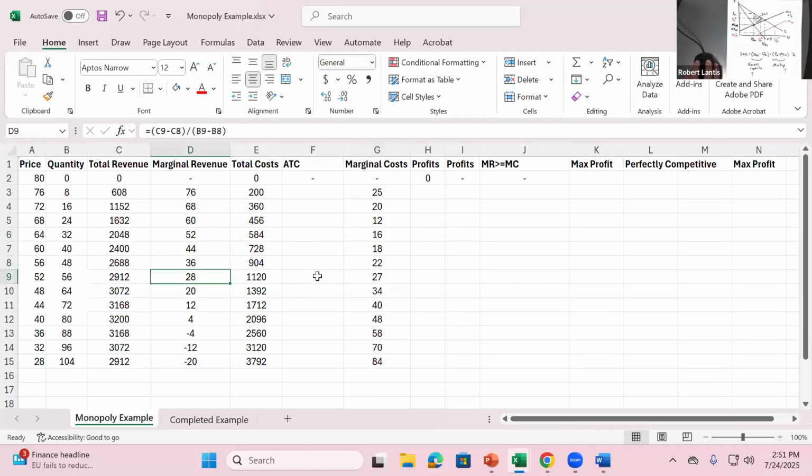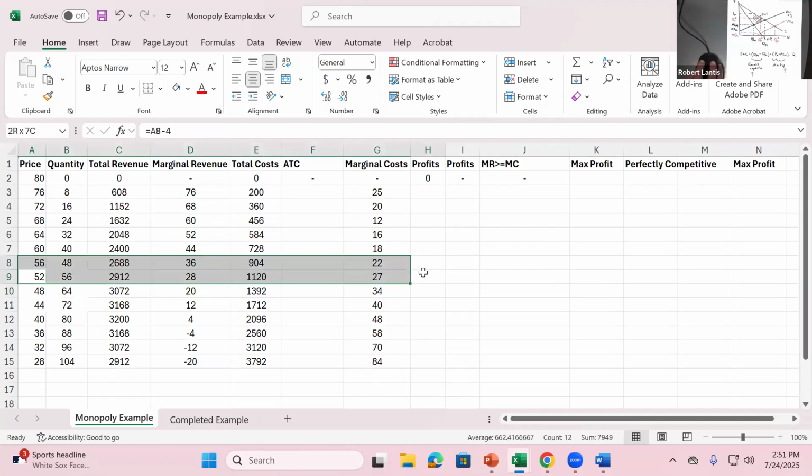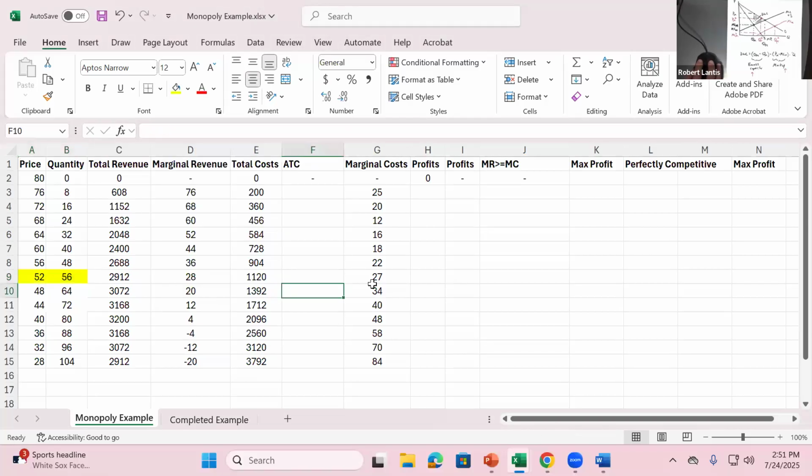Okay. So I can just looking at this identify, okay, where is marginal revenue the last quantity where it's greater than or equal to my marginal costs? So it looks like it's right here at that quantity of 56, price of 52, because if I go to 64, what's true about my marginal revenue? It's now below my marginal costs. Okay. So this quantity price combination should be where the single price monopolist would choose to produce.